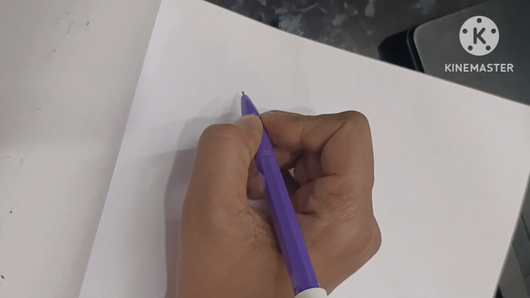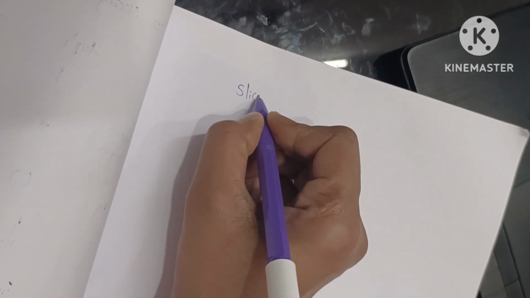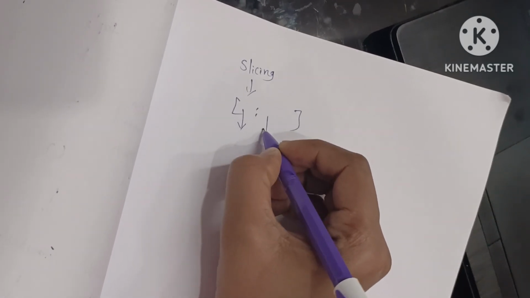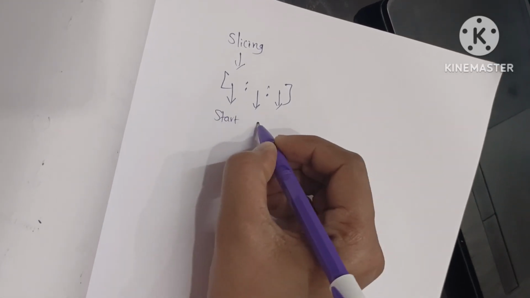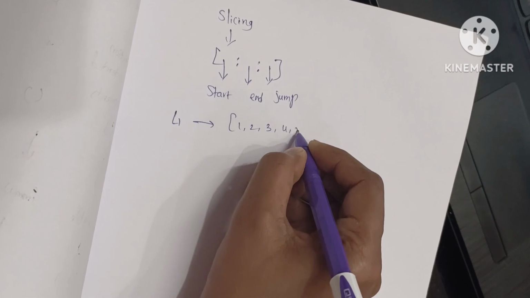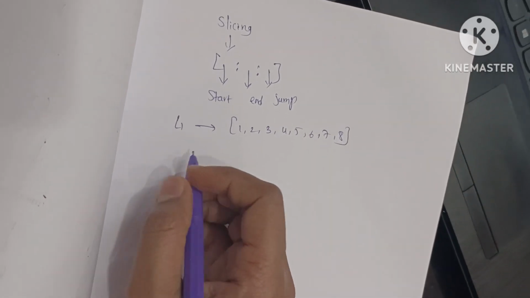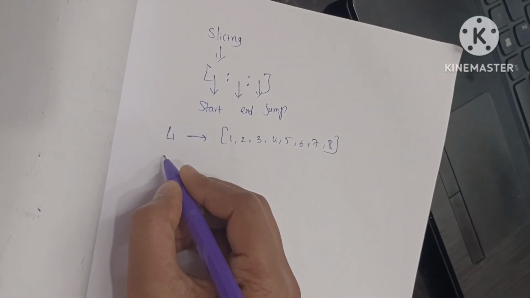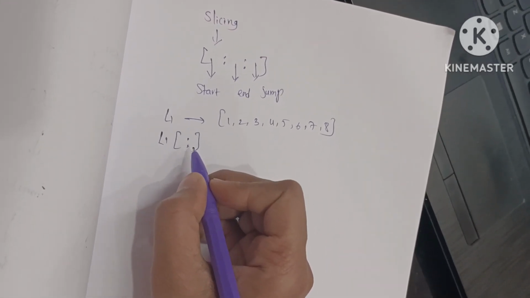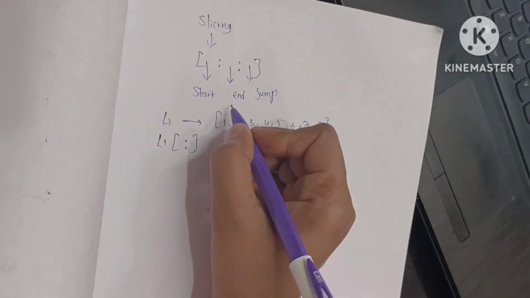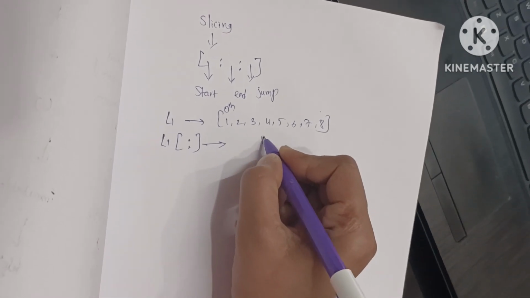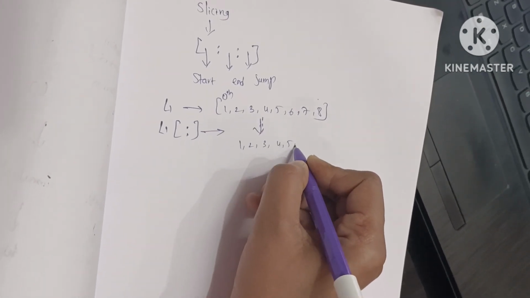Let's discuss the slicing operator by hand note. Slicing is represented by start index colon end index colon jump index. Start, end, jump. Let me consider one list. See, this is my list. I want to print from the start to the end of the list, so we give just a colon. No need to mention anything. By default it will take the start index as 0th and the end as the end of the list, so it will give the output as it is.